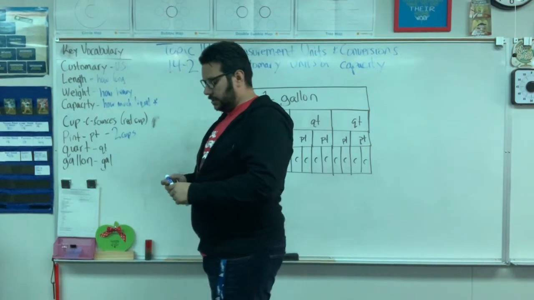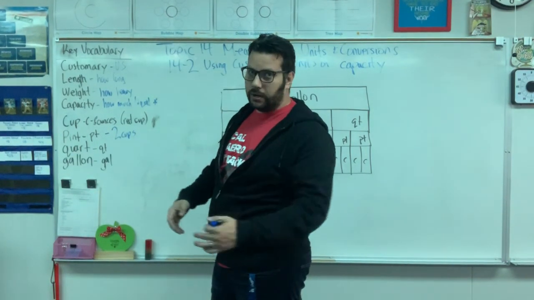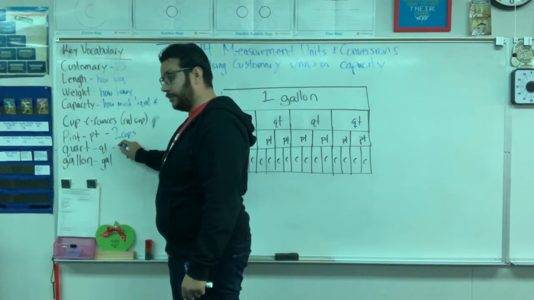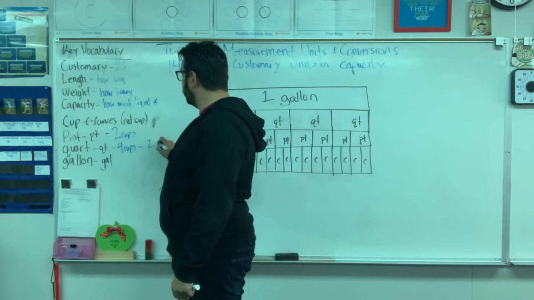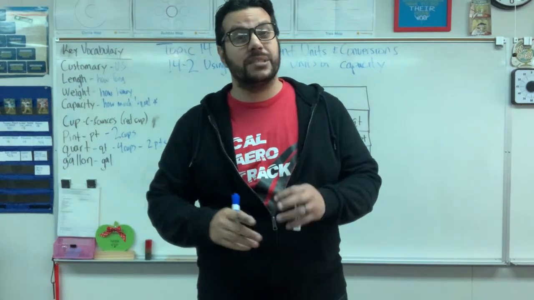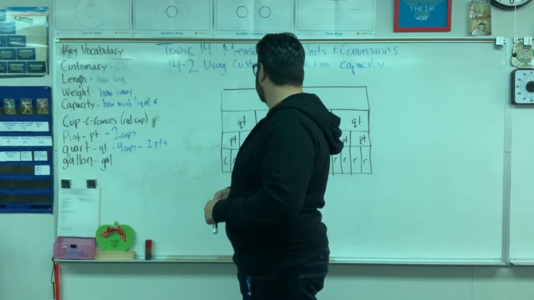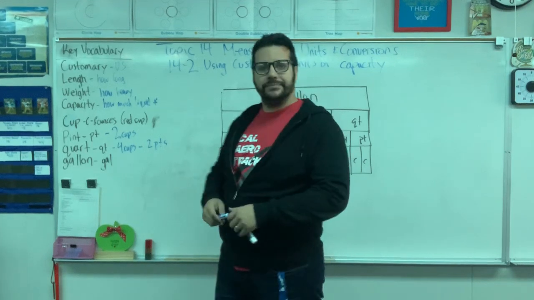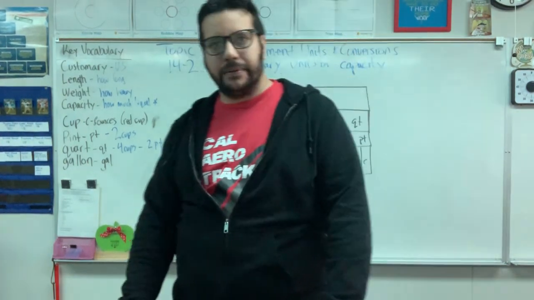Okay, 1 pint equals 2 cups. 1 quart. What's the root word on this one? Quart. Say it out loud. Yes, quarter, or 4. So 1 quart is 4 cups or 2 pints. And once again, please say pint. So a quart is 2 pints, 4 cups.